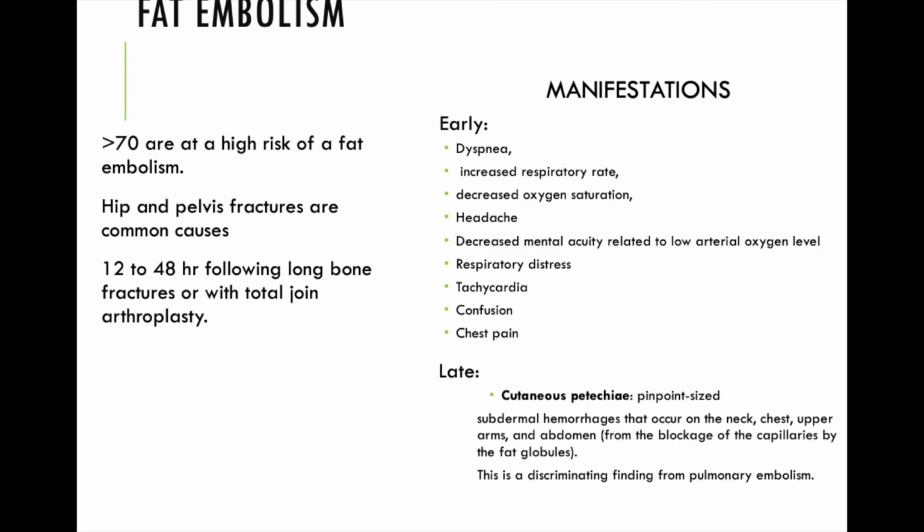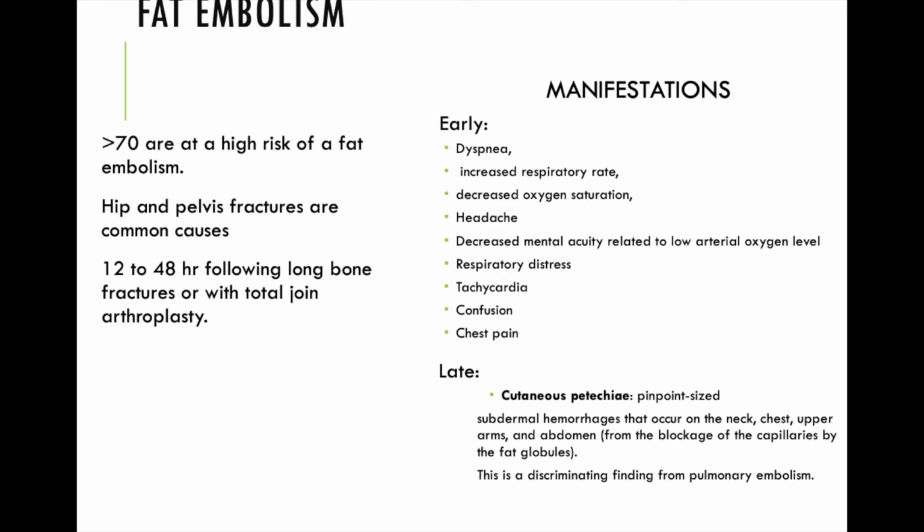So another complication for a fracture is the fat embolism. And usually the patients that are above 70 years old are at high risk for this. And for your exams, I want you guys to know the manifestations for this, because you need to know the difference between a fat embolism and a DVT. Make sure that you know that DVT is not going to have this late sign of cutaneous petechiae. It's only going to be the fat embolism. So the cutaneous petechiae is going to be only seen in the fat embolisms.